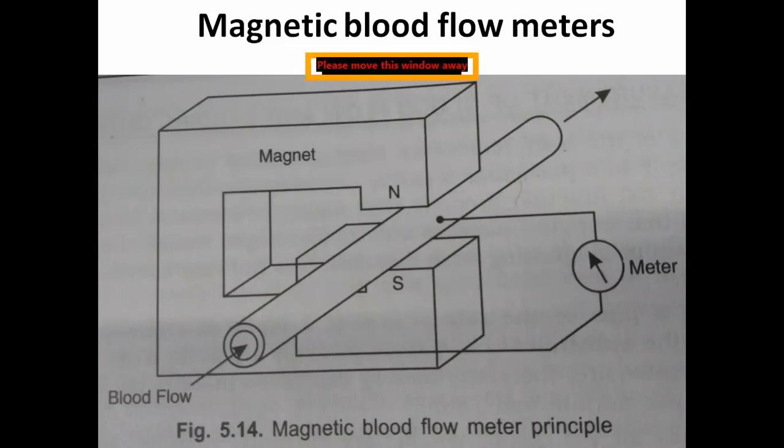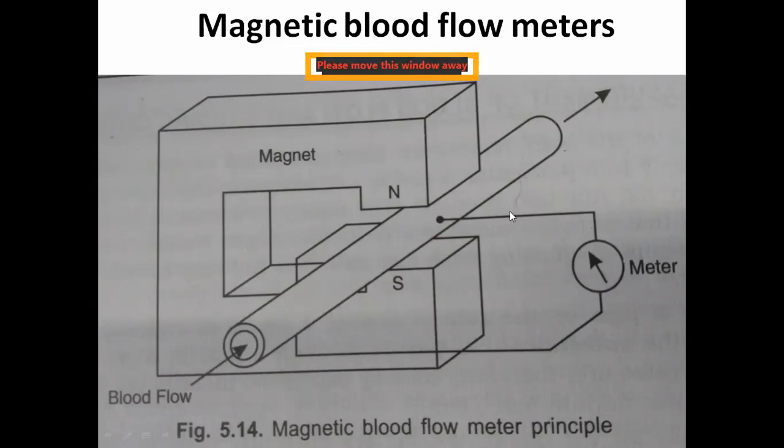It means whenever the magnetic field cuts the blood inside the blood vessel, that causes the generation of an output voltage. That output voltage is proportional to the velocity of the flow of the blood, so how much velocity it is moving. Depending upon that velocity, the obtained voltage will depend upon the velocity of the blood flow.